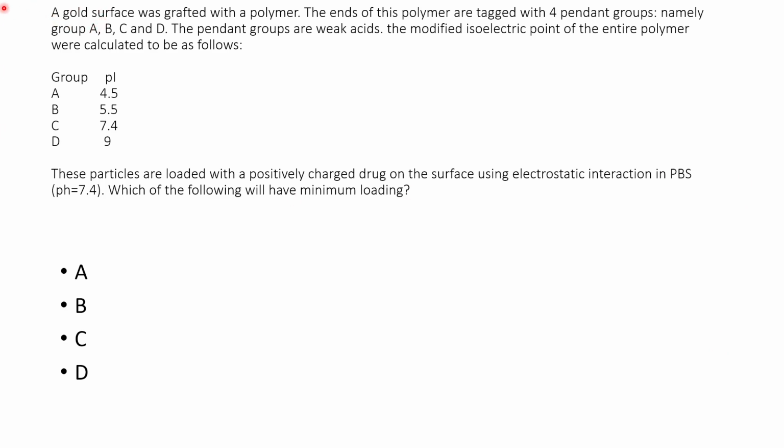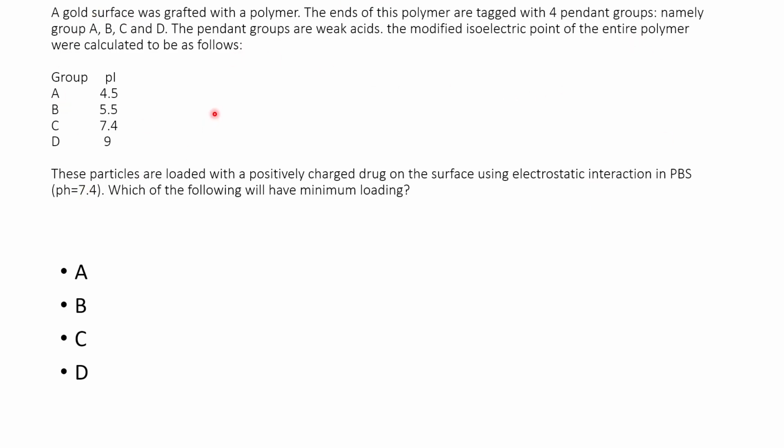So the next question reads, a gold surface was grafted with a polymer. The ends of this polymer are tagged with four pendant groups, namely groups A, B, C, and D. The pendant groups are weak acids. The modified isoelectric point of the entire polymer was calculated to be as follows. The isoelectric point of A is 4.5, B is 5.5, C is 7.4, and D is 9. These particles are loaded with a positively charged drug on the surface using electrostatic interactions in PBS at a pH of 7.4. Which of the following will have minimum loading? A, B, C, D. What do you guys think?